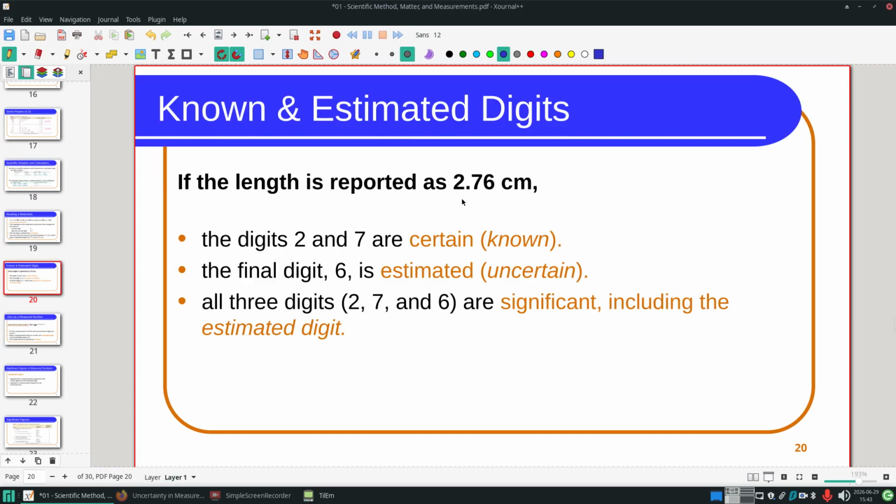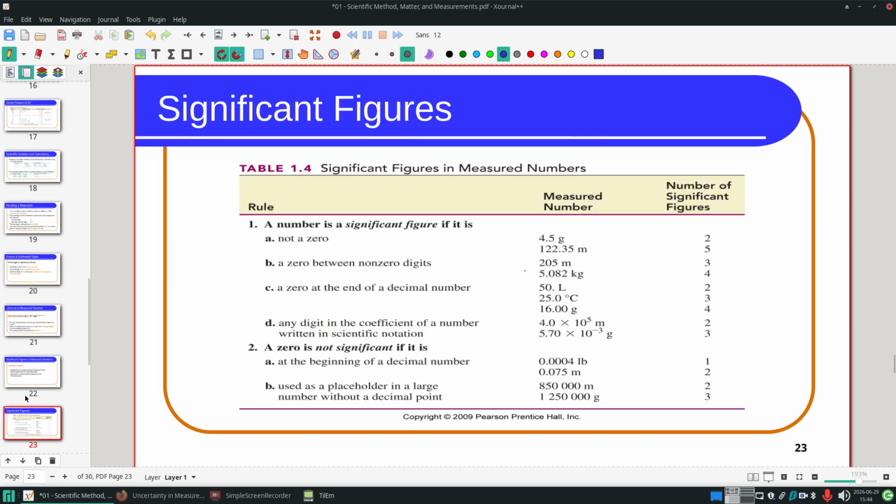We can have 4, 5, 6 significant figures where we have 3, 4, or 5 known digits and 1 uncertain. But they vary by a lot, and we see that all the time. So if we look at something like this, 4.5, 2 significant figures. 122.35, 5 significant figures. 205, 5082, 3 significant figures, and 4 significant figures. The zeros get a little bit weird when they're at the end of a number or at the beginning.